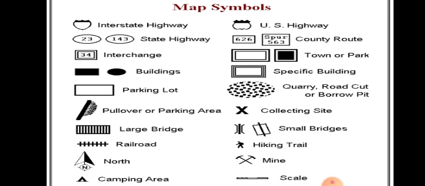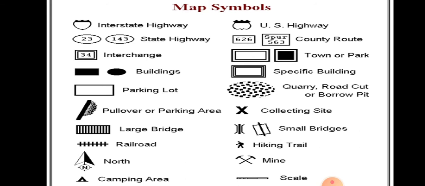Next one, map symbols. A big object shown as a small object by using symbols on the map, we call map symbols or conventional symbols. Come on, observe each and every symbol. Interstate highway, state highway, interchange, buildings, parking lot, pull over parking area, large bridge, railroad, north.